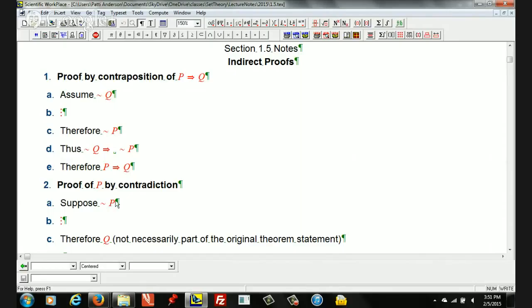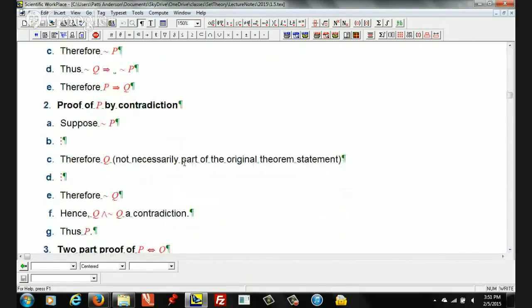Proof by contradiction. Contradiction is you're going to assume not the phrase. Notice this isn't P implies Q. This is not the entire statement. So you're assuming the entire statement is incorrect. And you're going to show that therefore Q, which is not necessarily part of the original theorem statement, and not Q are going to be true. So you're going to have two statements that you're going to show are true, but they're contradictory to each other. And from that, you conclude that P has to be true, because if P is false, then you arrive at contradictory statements. So that's proof by contradiction.